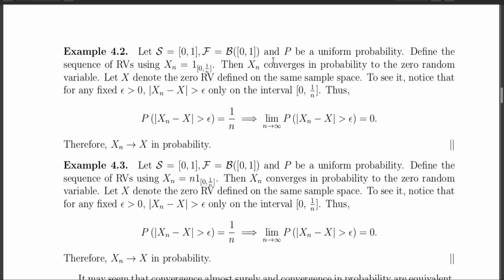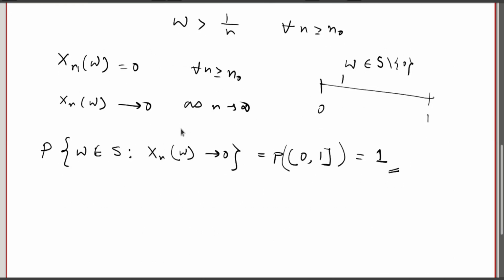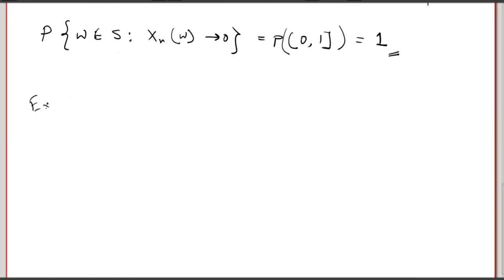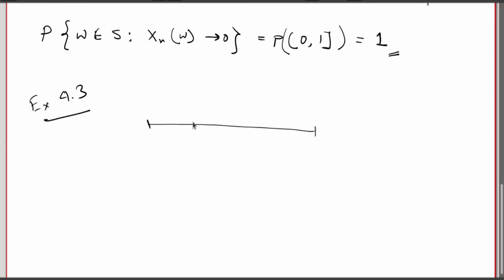This example's basic structure is the same, only the random variable is different. The random variable is that now instead of only 1 on the interval, it takes value n on the interval [0, 1/n]. So again we have almost the same scenario as before, example 4.3. In the previous example the random variable on the interval [0, 1/n] was 1, now it is n, and elsewhere it is 0.